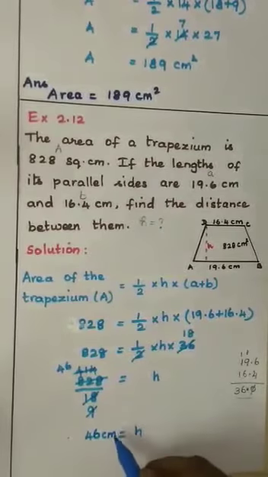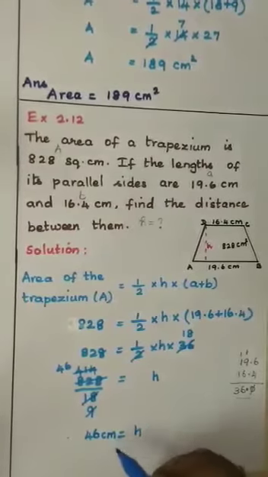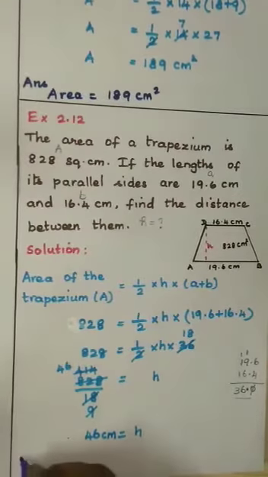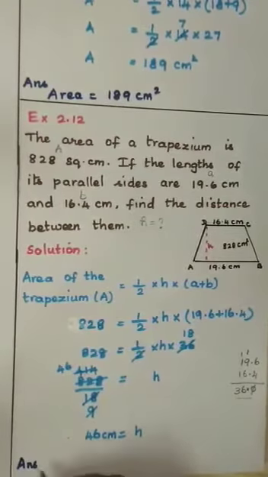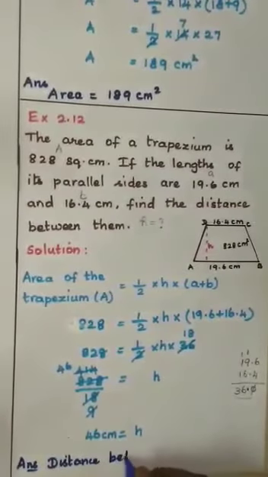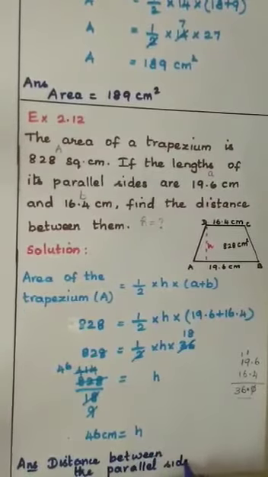Only for area you have to write centimeter square. How to write the square unit: for other things you have to write only the unit, that is centimeter. Don't forget to write the answer statement. Answer: distance between the parallel lines is equal to 46 centimeter.